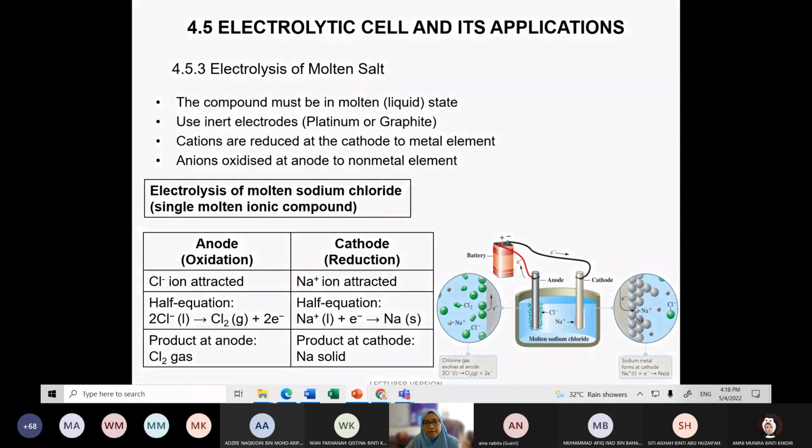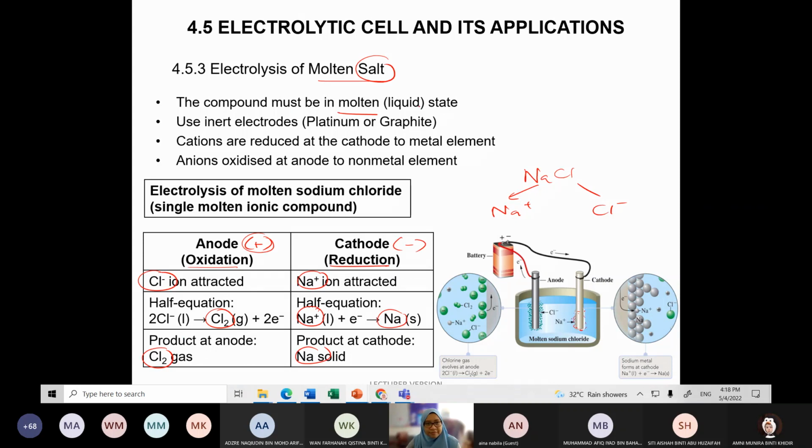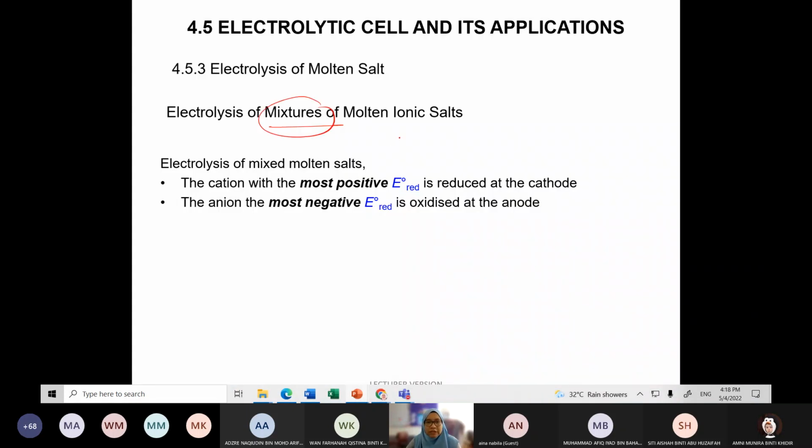Okay, alright. Keep moving on. Then electrolysis of a mixture. Just now we have single. Mana tadi? Single molten ionic compound. This one we have a mixture of molten ionic salts. So still molten form. Okay, but this is a combination of salts. Okay, so dia ada competing. Dia berebut lah. Okay, so we need to decide which one will be selected at the anode and which one will be selected at the cathode.